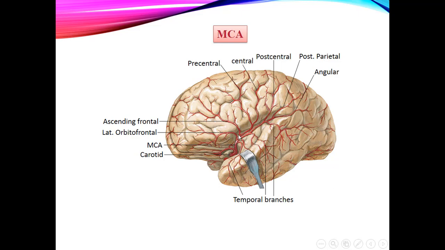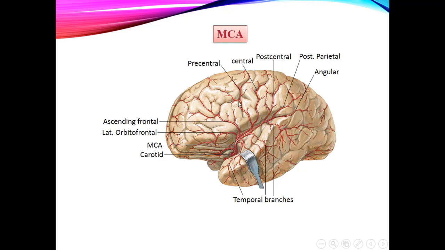As you see, several branches originate from the MCA, and the MCA or middle cerebral artery gives off several branches to supply the frontal lobe, parietal lobe, and temporal lobe. This branch, located in the central sulcus, is called the central branch.